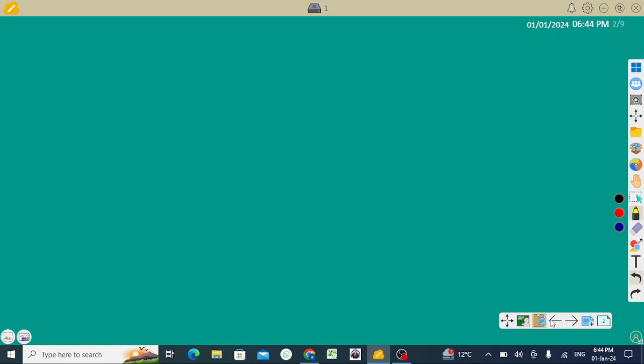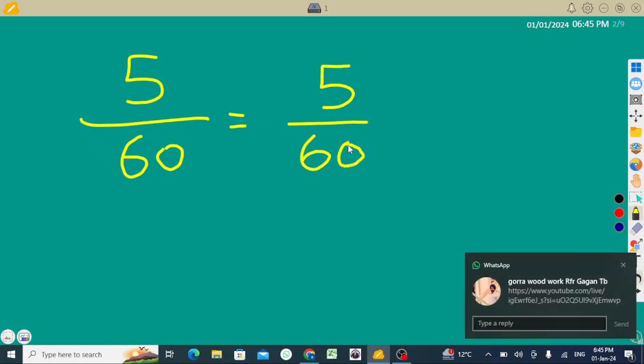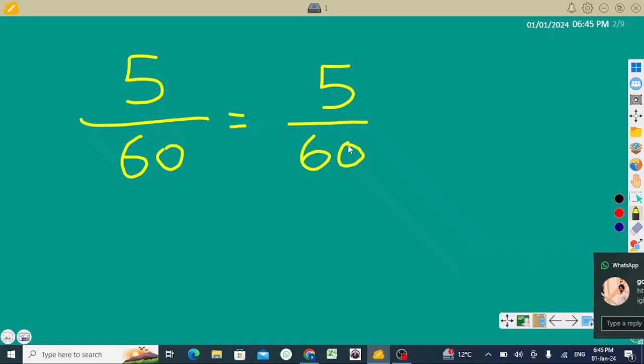For example, we can say that we take 1 minute. So 1 minute is 60 seconds. It has 60 parts already. And suppose we take 5 parts out of it, right? So the fraction will be 5 upon 60. So if we are taking 5 parts out of 60 parts, the fraction will be 5 upon 60.